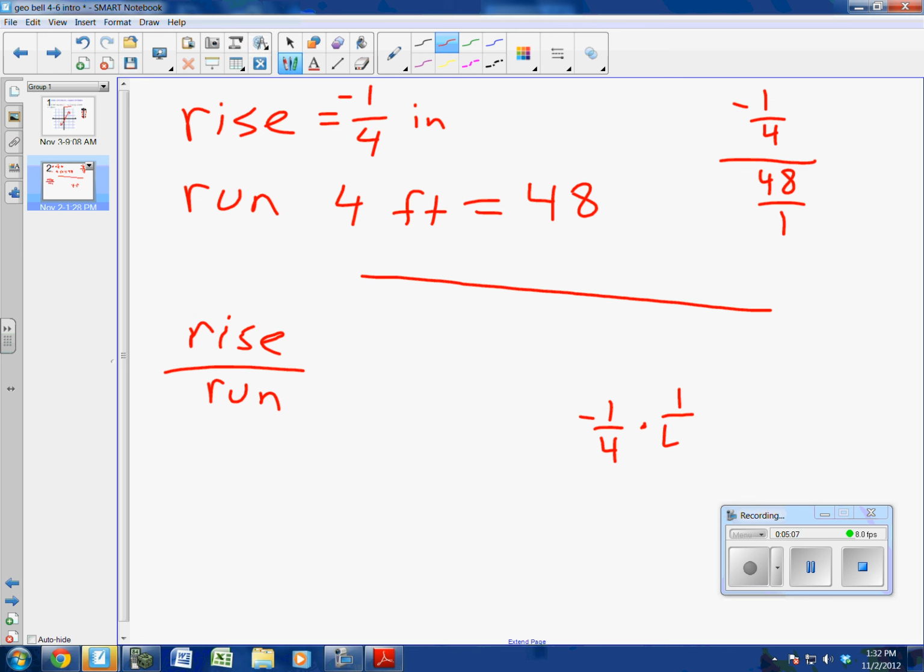1 over 48. And if I multiply those together, I would just multiply the numerators. Negative 1 times 1 is negative 1. And 4 times 48 is 192. And so there is my slope, negative 1 over 192. So if you were doing this in inches, you guys, for every 192 inches you went, you'd have to drop 1 inch. It's not very far, is it?